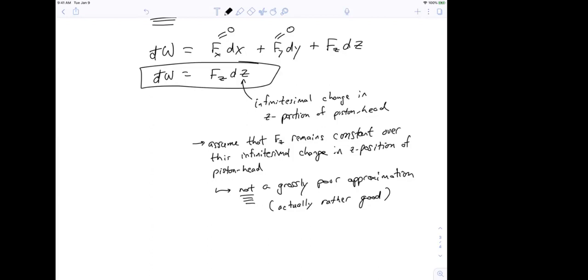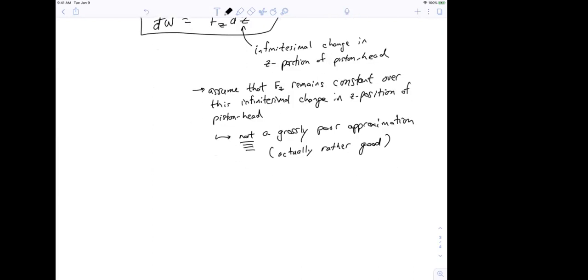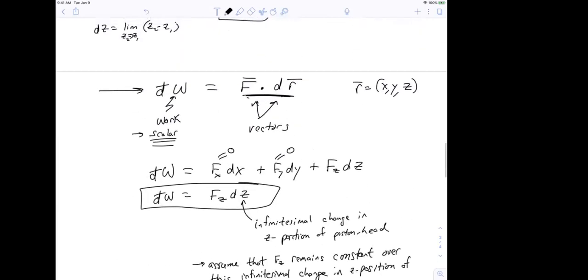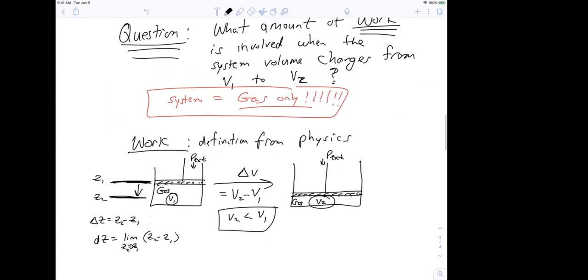And actually, it's not a grossly poor approximation. It's actually a rather good approximation. We don't have to worry about this. It's a good approximation. So now we know what dz is. We have an intuitive grasp of that. What's Fz? Let's consider Fz. So F of z, that's the force in the z direction.